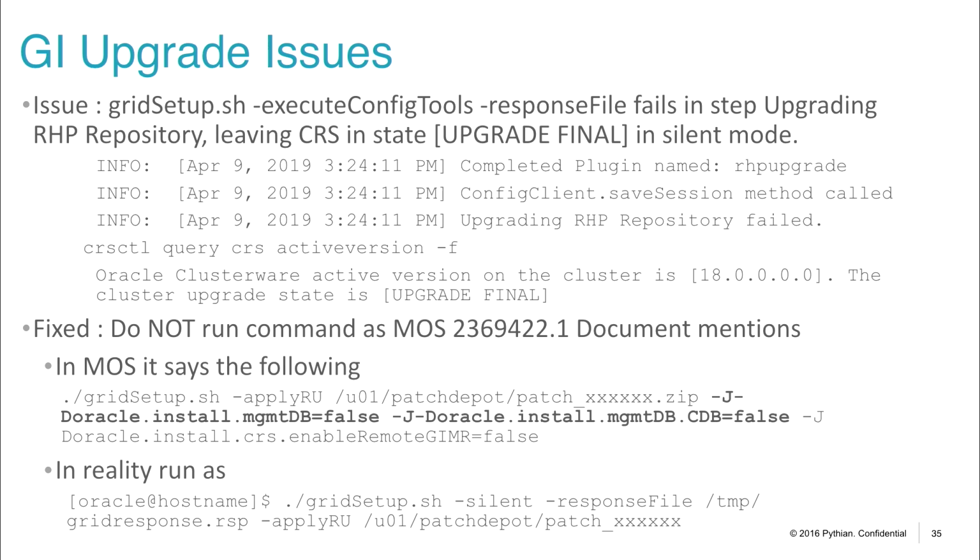Now, this is the same issue, and the main problem was that in this document right here from MOS, it's telling you to run this command with these two options right here. And in reality, this documentation is incorrect. You need to run this without these two options. So this is a very high recommendation of not following whatever it is in this MOS document when you run the grid setup. Just run it like this right here.